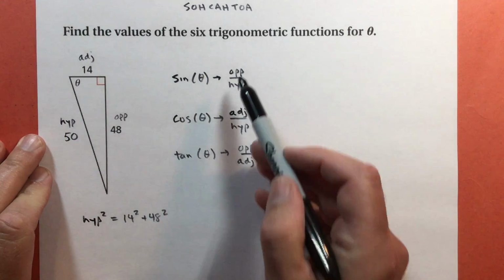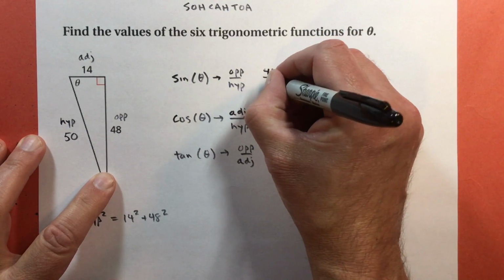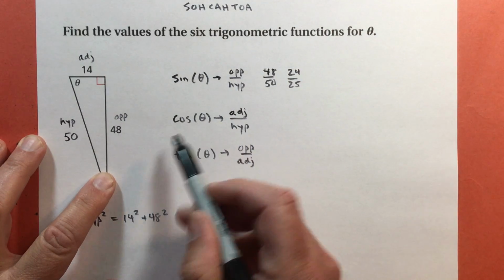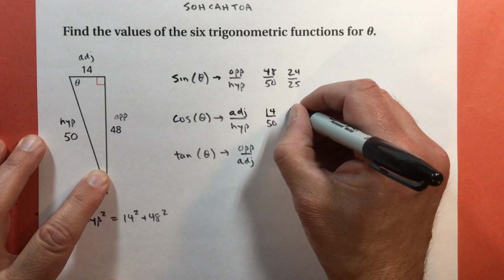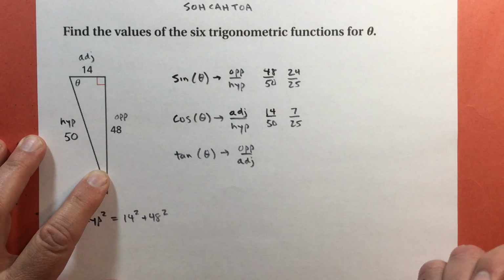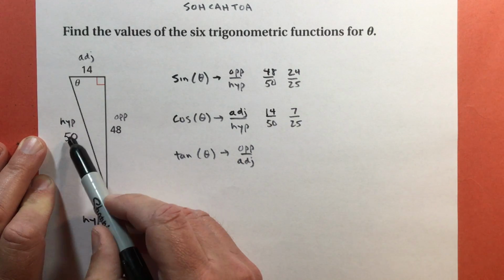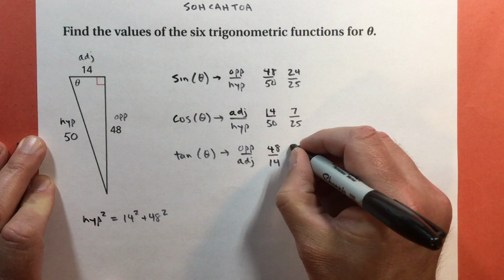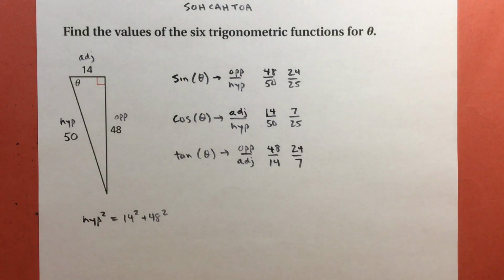So sine is opposite over hypotenuse. That's 48 over 50. And that's going to reduce to 24 over 25. Cosine is adjacent over hypotenuse. That's going to start out 14 over 50, and that's going to reduce to 7 over 25. And tangent is opposite over adjacent. Opposite is 48, adjacent is 14, so I say 48 over 14, and I reduce and I get 24 over 7. And you can leave 24 over 7. Like I said earlier, I don't need it to be switched to a mixed number.